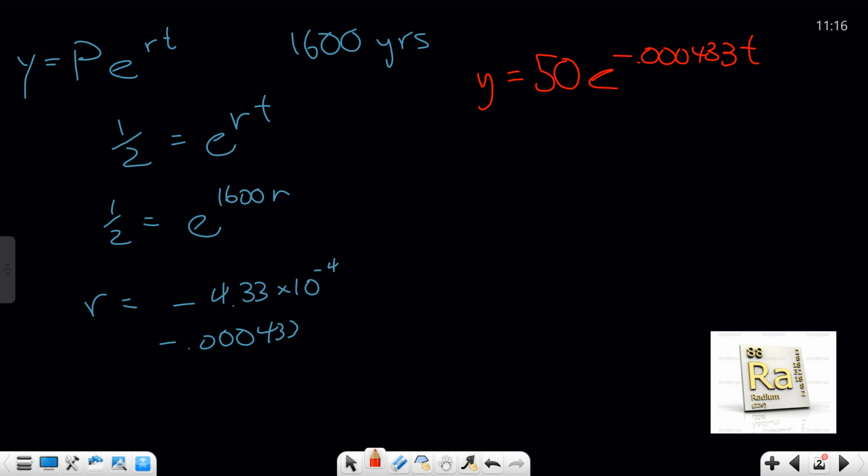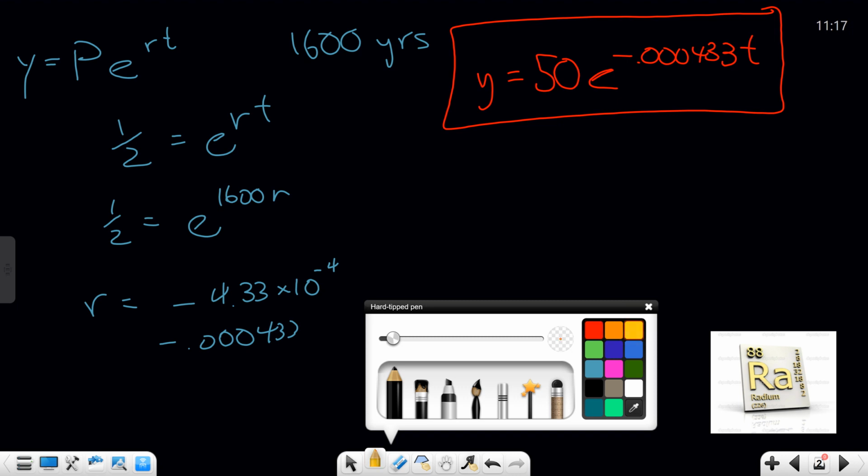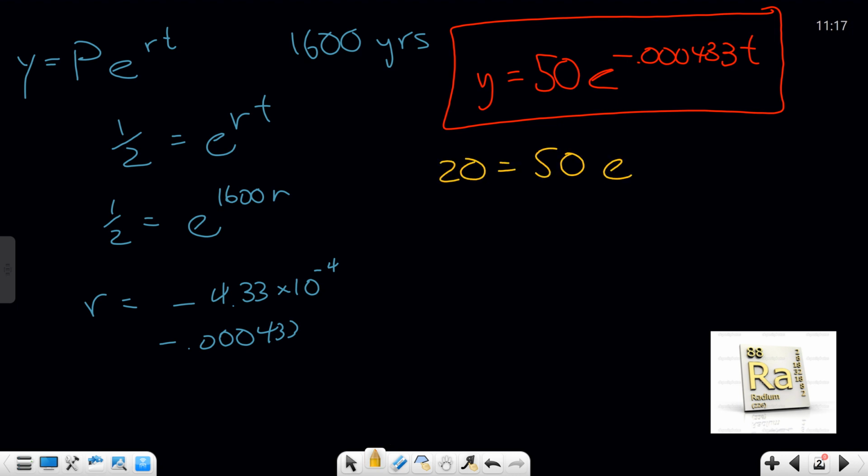And now we're back to the same general formula I had for the last problem. Only two variables, so only two questions to ask. The first question says, when will the amount remaining be 20 milligrams? How long will it take for 50 milligrams to turn into 20 milligrams? This becomes 20 equals 50 e to the negative 0.000433 t.